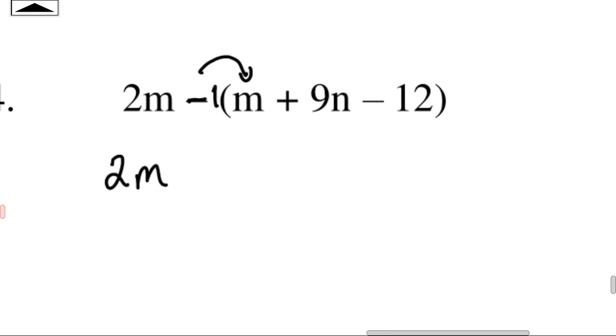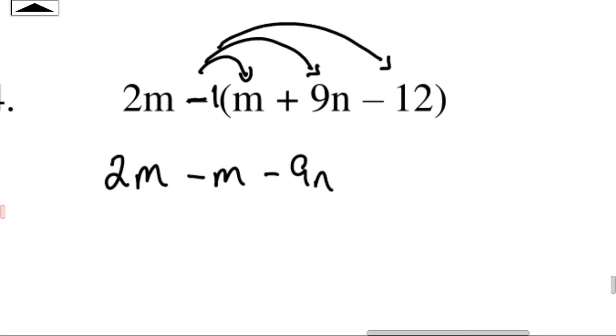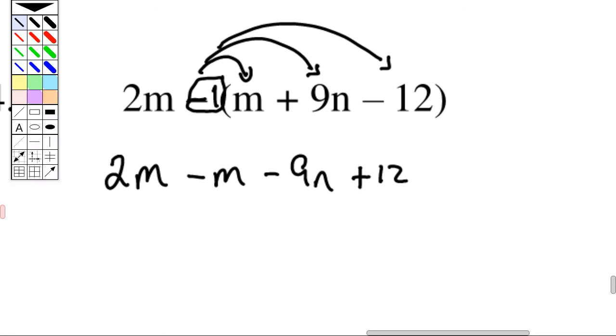Negative 1 times a positive m is a negative m. What's negative 1 times a positive 9n? Well, that negative 1 is just going to flip the sign. So negative 9n. And you guessed it, a negative 1 times a negative 12 is a positive 12. So whenever you multiply anything by negative 1, all it does is flip the sign. See how the sign flipped, sign flipped, sign flipped. Now we go through and combine like terms.